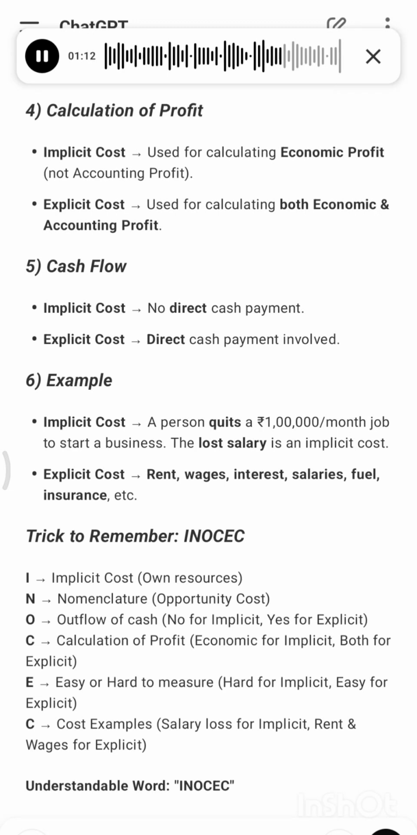Trick to remember: implicit cost, own resources. N: nomenclature, opportunity cost. O: outflow of cash, no for implicit, yes for explicit. C: calculation of profit, economic for implicit, both for explicit. E: easy or hard to measure, hard for implicit, easy for explicit. C: cost examples, salary loss for implicit, rent and wages for explicit.